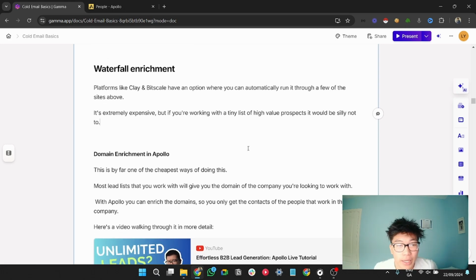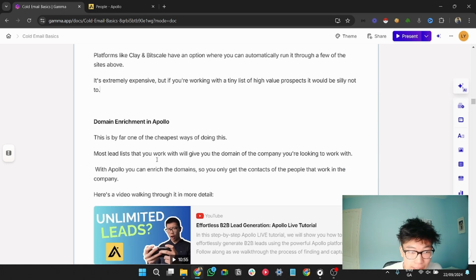So, domain enrichment in Apollo. This is by far one of the cheapest ways of doing this. Most lead lists that you work with will give you the domain name of the company. With Apollo, you can enrich the domains, so you get contacts of the people that work in the company. This is a really cool concept. Let's say you want to find everybody that works at Apple. You just get the Apple site domain and put it into Apollo.